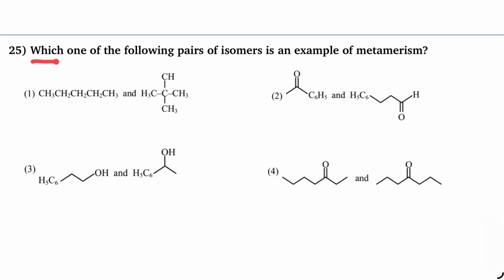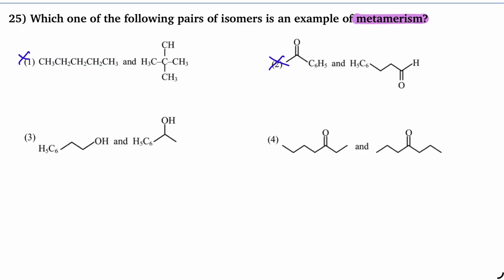And in the next question, which one of the following pairs of isomers is an example of metamerism? Just try to recollect the definition of metamerism: the structural isomers which differ in the alkyl groups attached to the functional group. Alkanes definitely never exhibit metamerism. In fact, here these two are chain isomers, and here this is a ketone and this is an aldehyde. Here this is a phenyl group and 2 carbons, phenyl group and 3 carbons, they are not at all isomers.